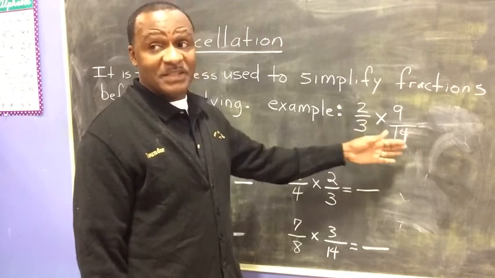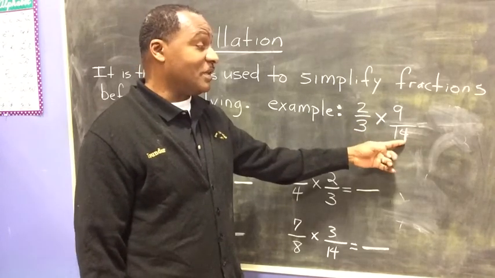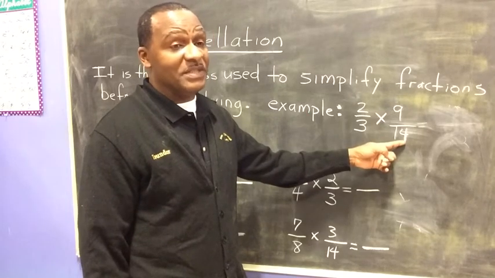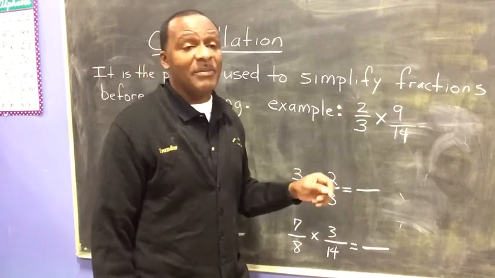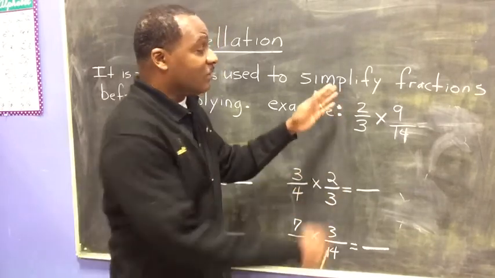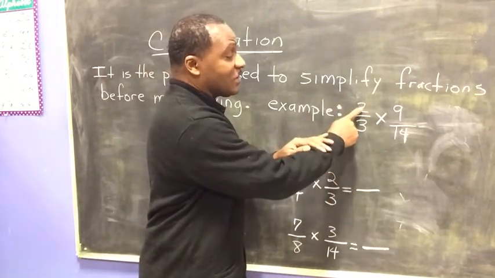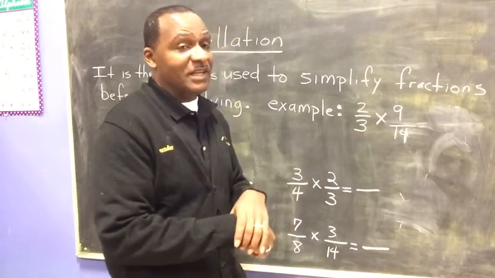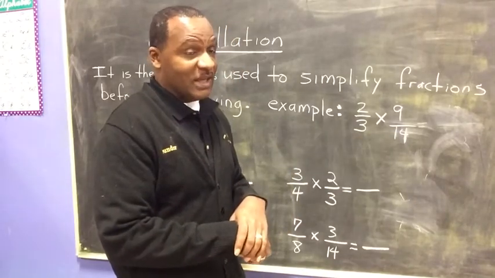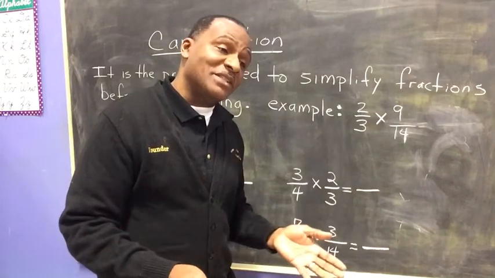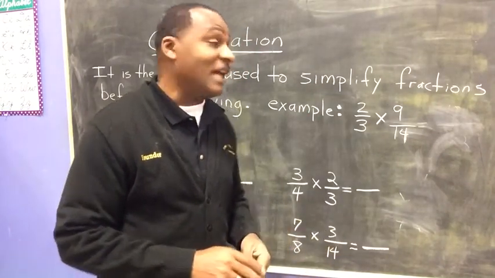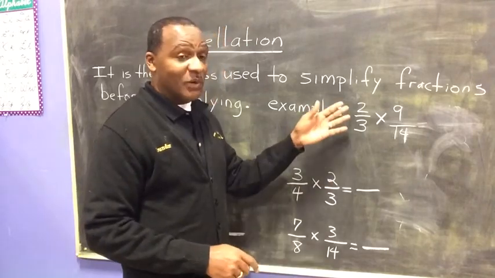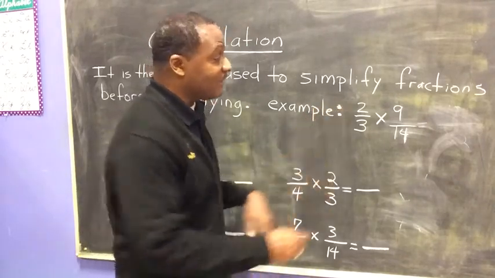Somebody's thinking ahead and saying that if I put 2 into the 2 and 2 into the 14, that would be 7. But we don't want to do that first. We want to look at what is the greatest common factor between these two numbers. The greatest common factor between the number 2 and the number 14 is the number 2 itself. If you need to look up greatest common factor, I have it online for you to look up. The greatest common factor would be 2.